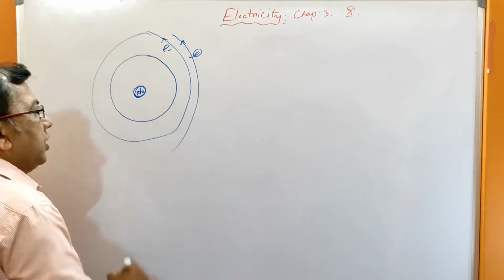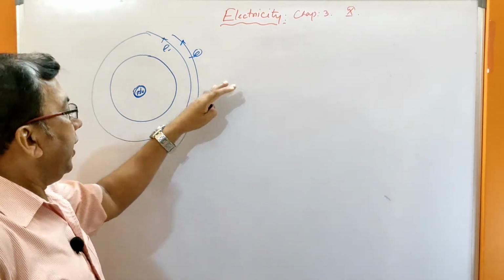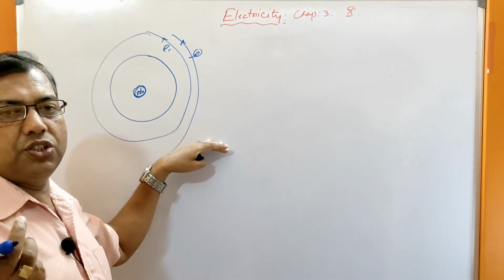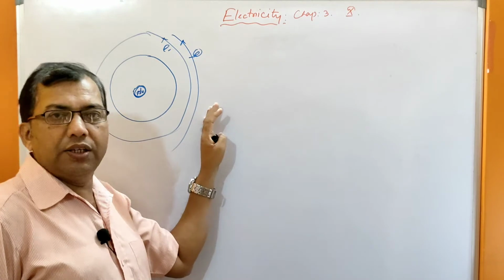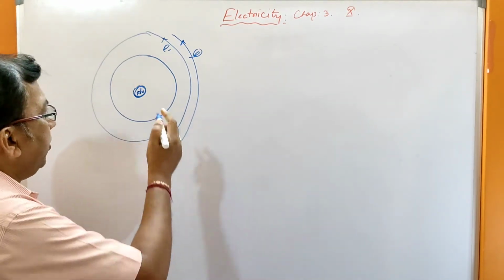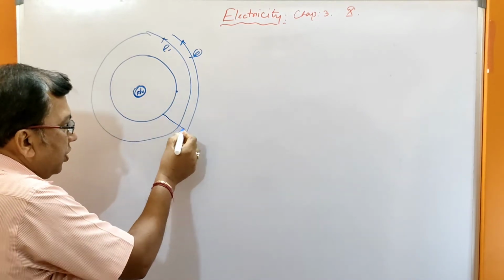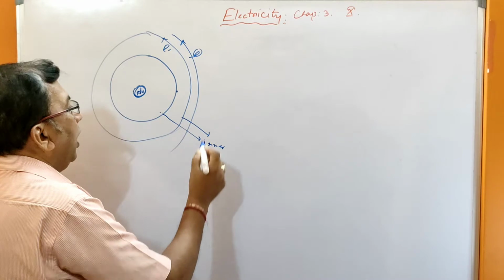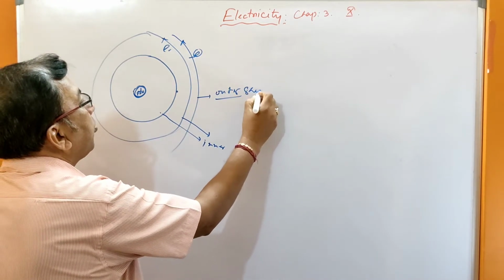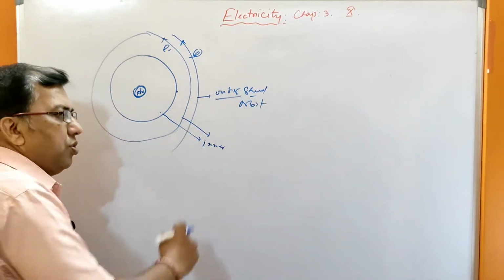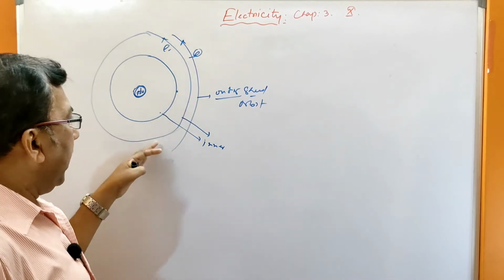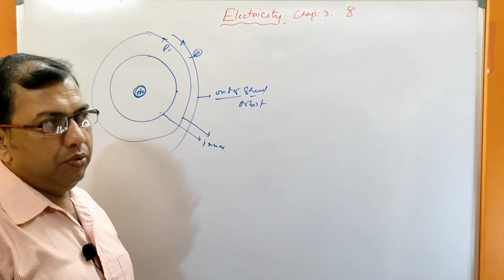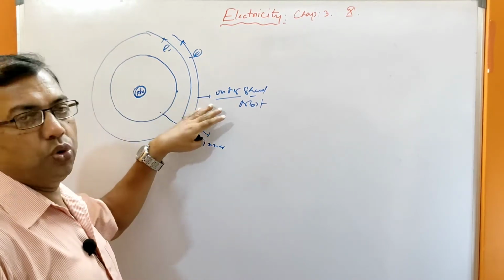This is the positive charge nucleus, and this is the extra nuclear part. Any atom is neutral in nature, that is, the charge is zero. But in these shells, this is the innermost orbit, this is inner, and this is the outer orbit. In the outermost shell, the electrons are loosely bonded. The attraction from the nucleus is not so strong.